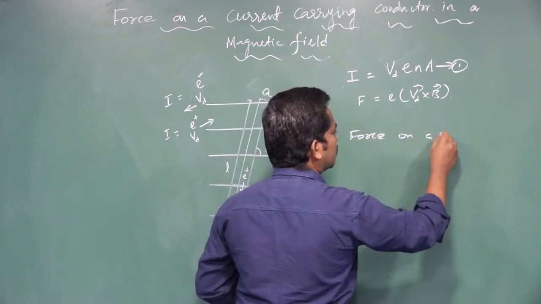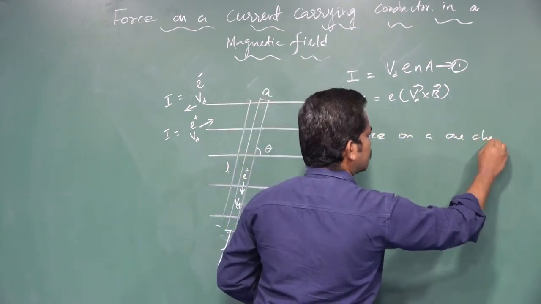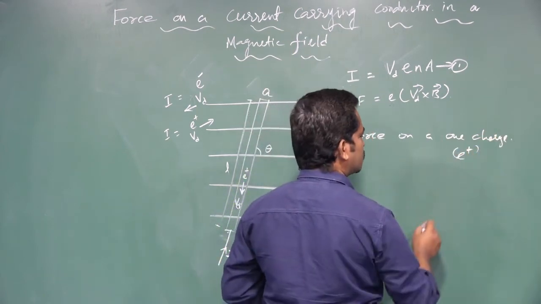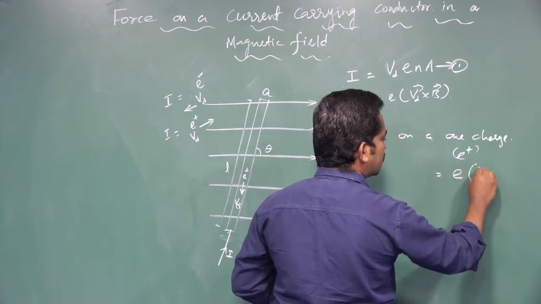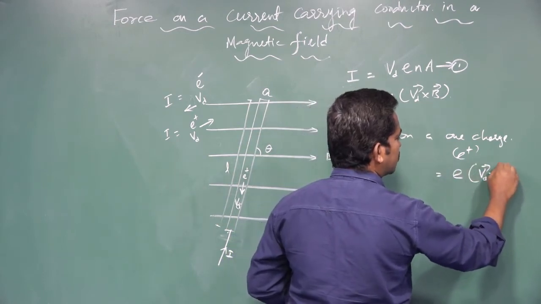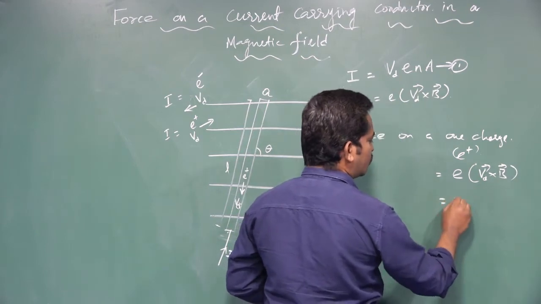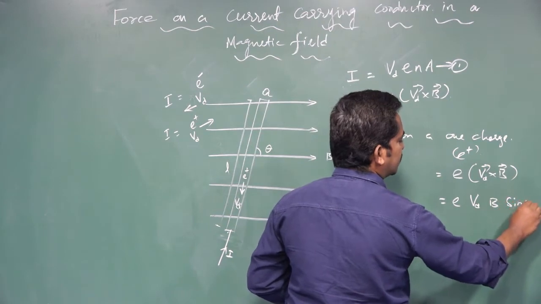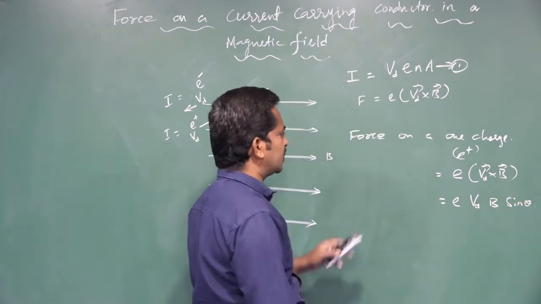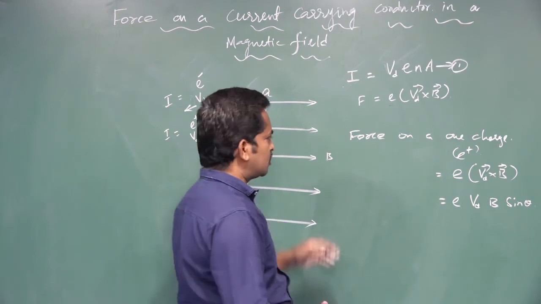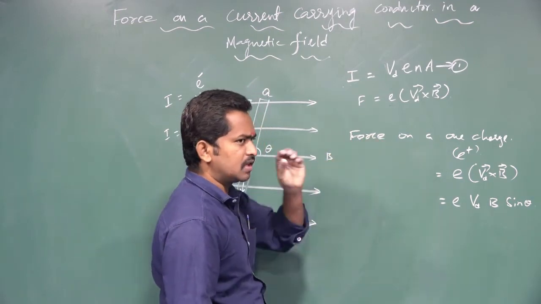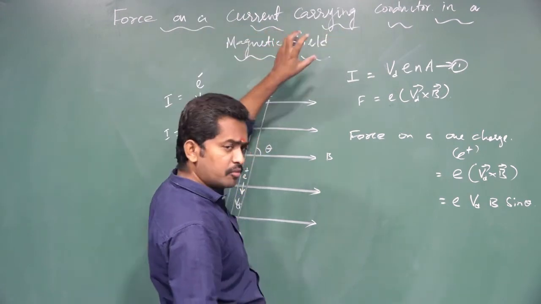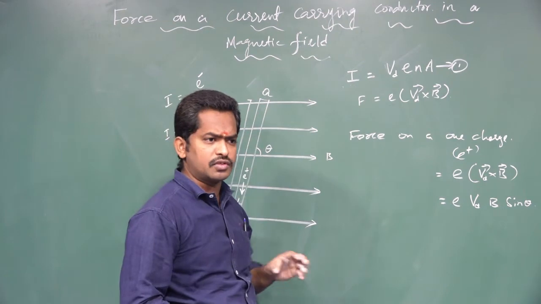Force on one electron or one charge is positive. For convenience, I take this positive charge, which is equal to e into Vd vector cross B vector, which is equal to e Vd B sin theta. This is the force on one charge. I want to calculate the force on a current carrying conductor in a magnetic field, which is nothing but the sum of the Lorentz force on the individual charges carrying current in a wire.